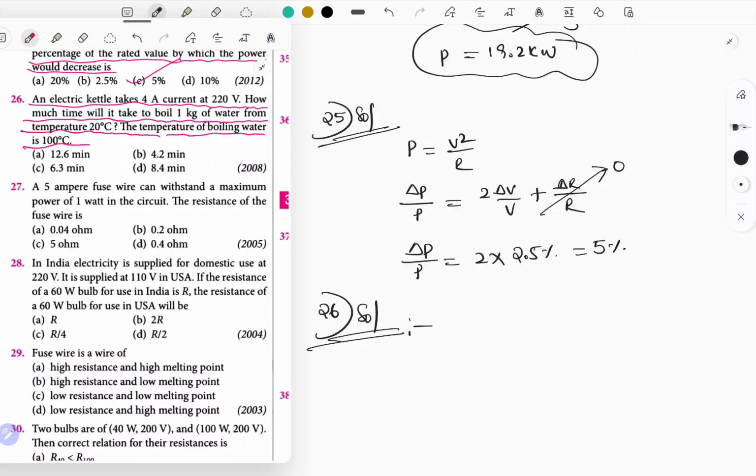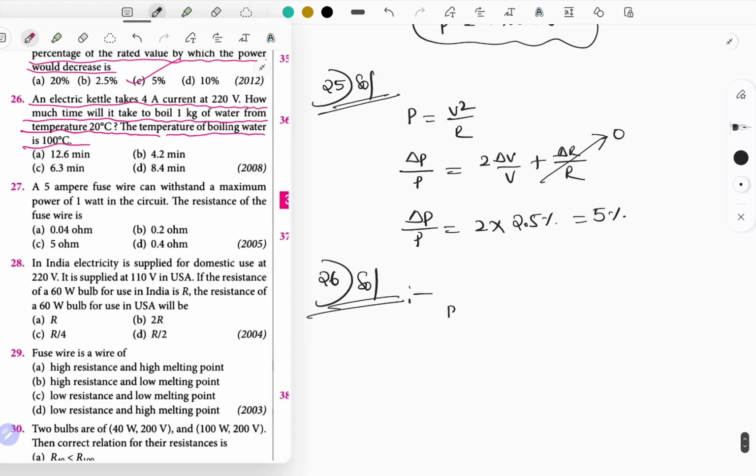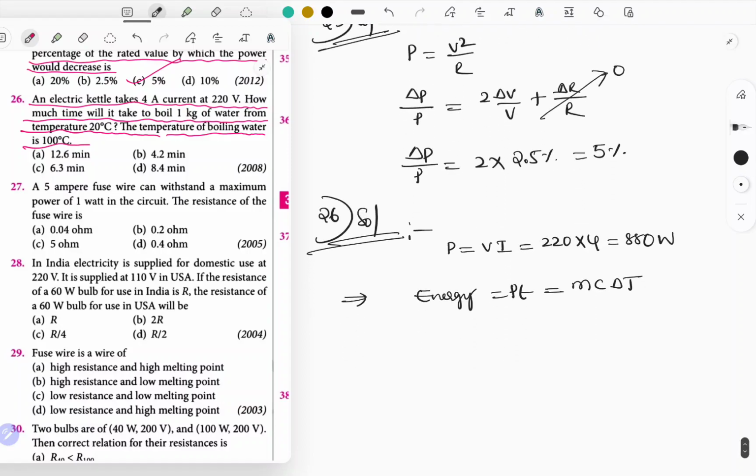Let me calculate the power input given to that kettle. So power input given to the kettle is V into I, where V is 220 volts and I is 4 amperes, which is equal to 880 watts. So formula for energy is equal to power into time. Which kind of energy am I giving? Heat energy. So formula for heat energy is mc delta T, where c is specific heat capacity of water, which is equal to 4200.